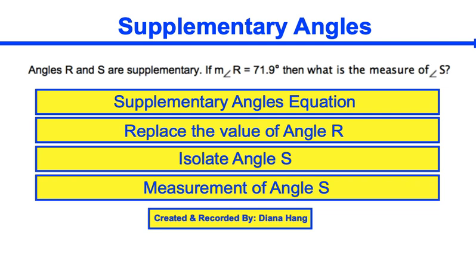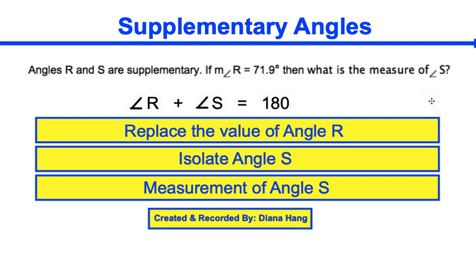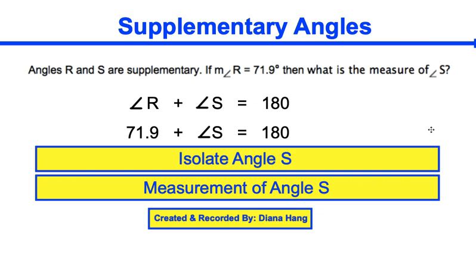In this prompt, we are told that angle R and angle S are supplementary, and we are provided with the measurement of angle R. We need to find out the measurement of angle S. So using the concept that we had just mentioned, the sum of two angles added up to 180, we're going to add up angle R and angle S and replace the information for angle R.